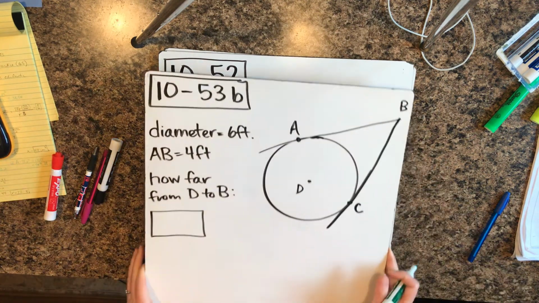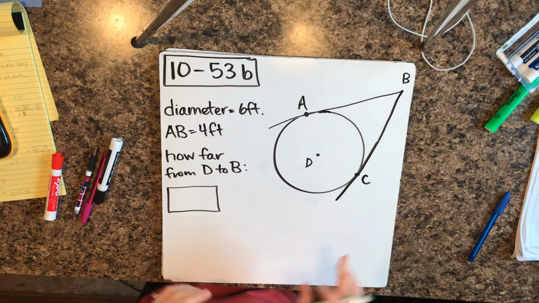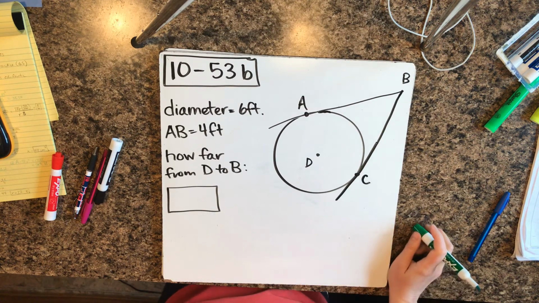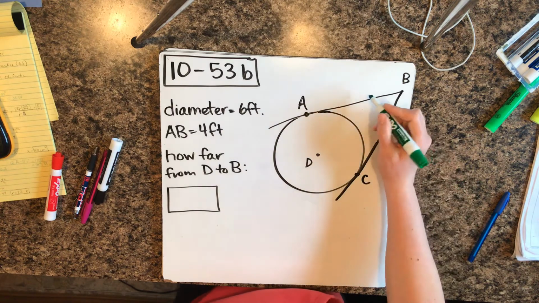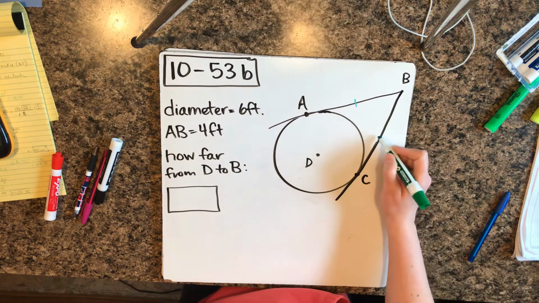Finally, 10-53b. It would have been important for you to read 10-53a first. And it's asking you to prove that AB is congruent to CB. And I'm just going to tell you, I call this the party hat.